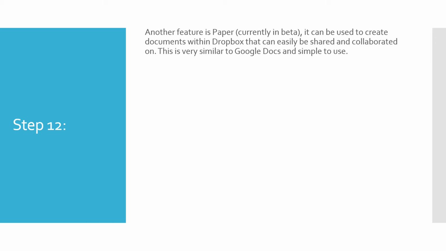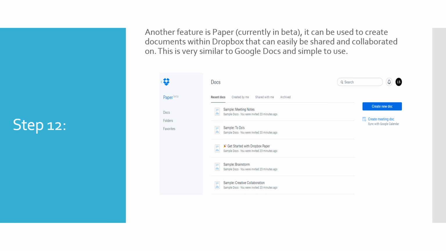Step 12. Another feature is Paper. It's currently in beta, but it can be used to create documents within Dropbox that can easily be shared and collaborated on. This is very similar to Google Docs and simple to use.